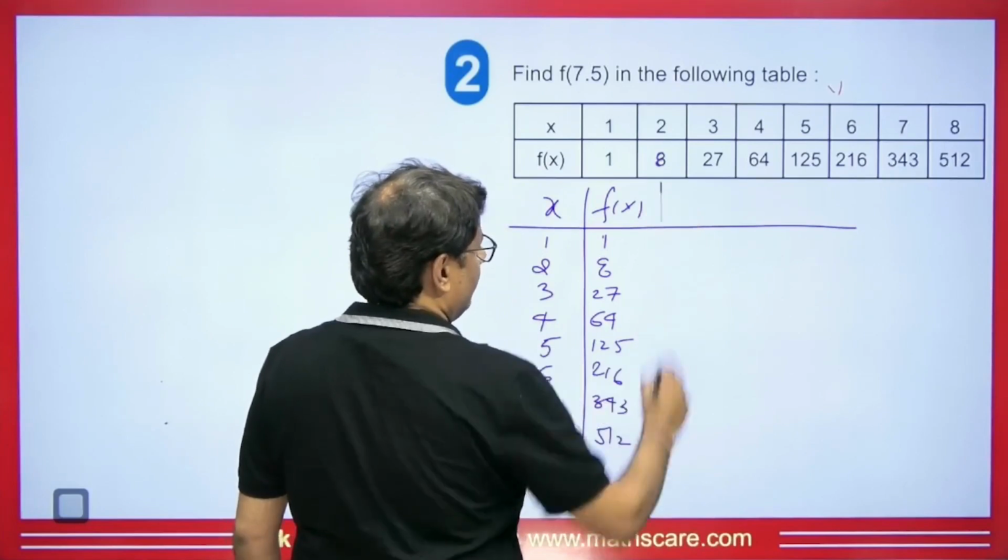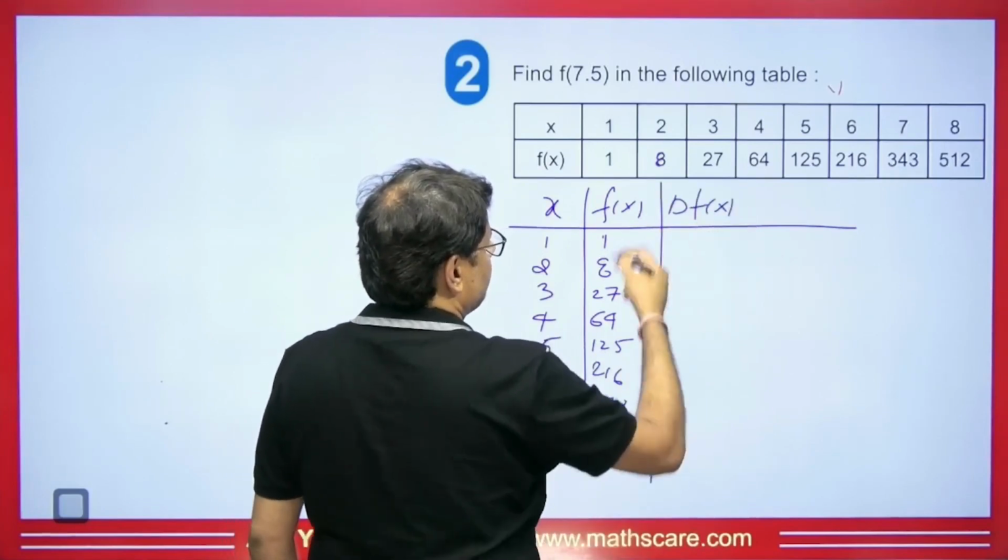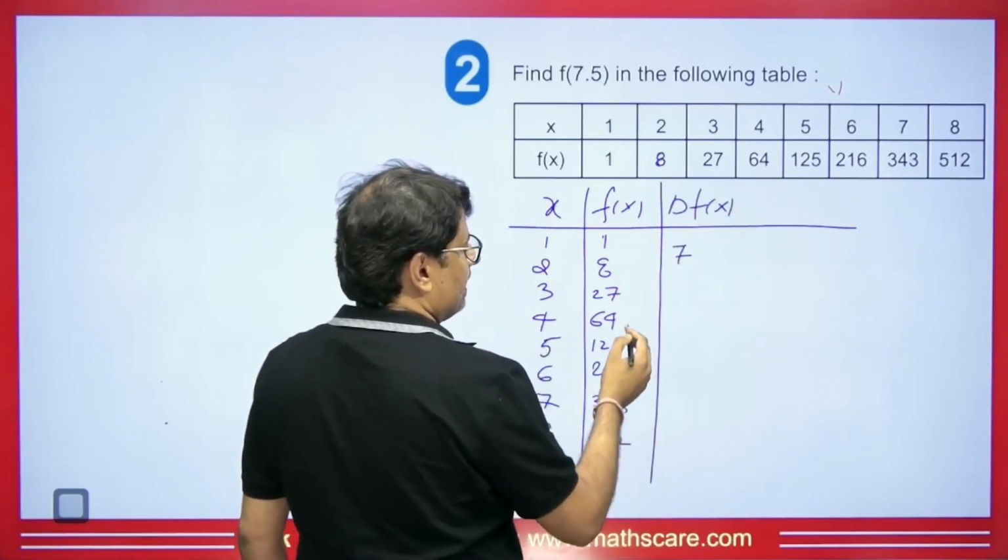Here we will calculate del fx. So del fx, what will be its difference? We will calculate its difference. That will come 19.